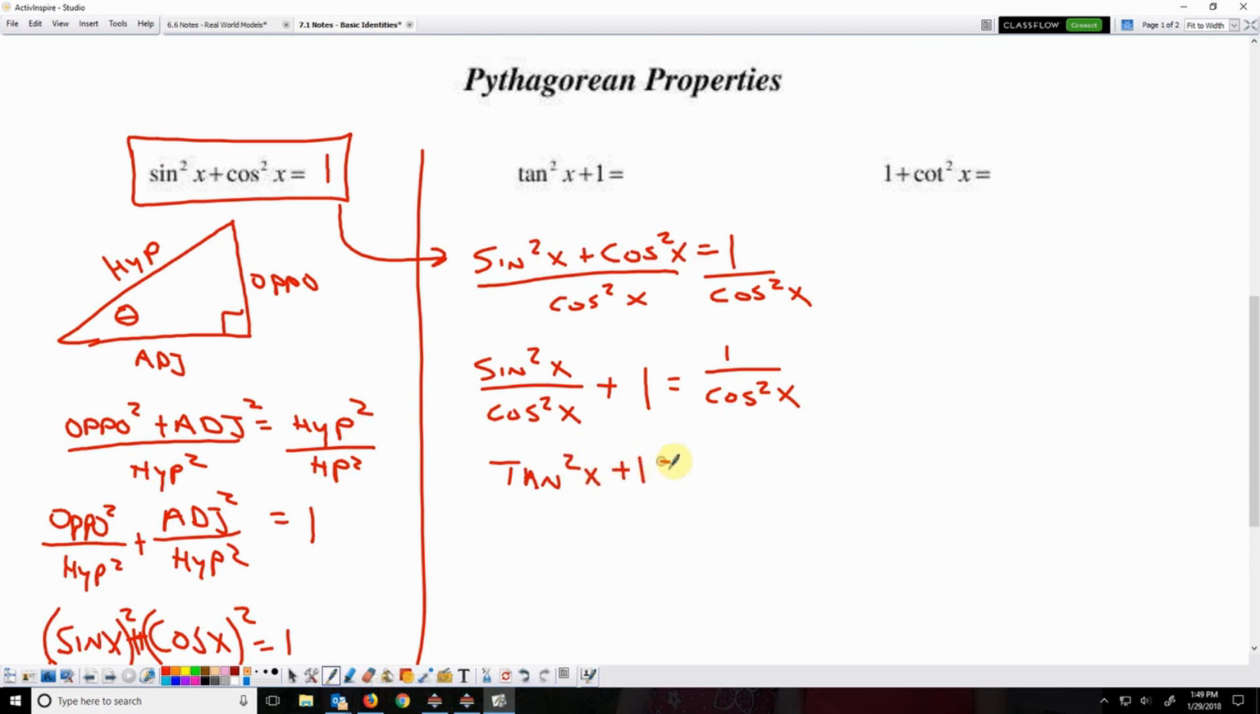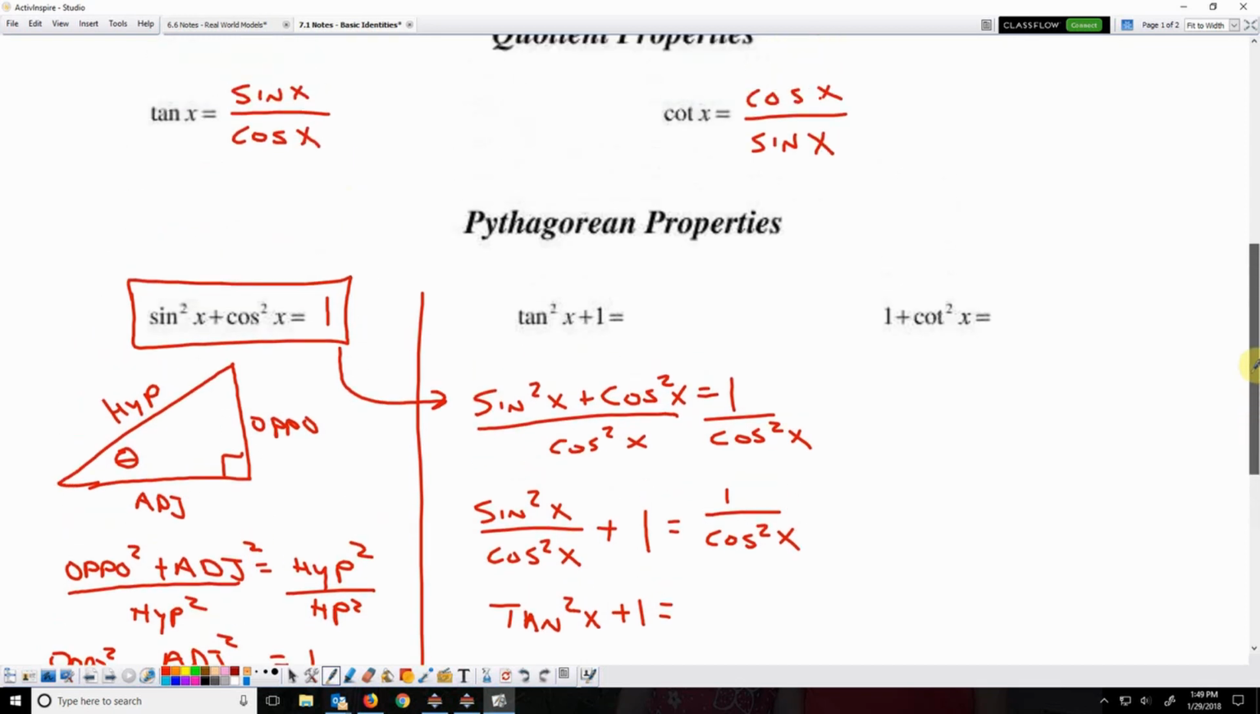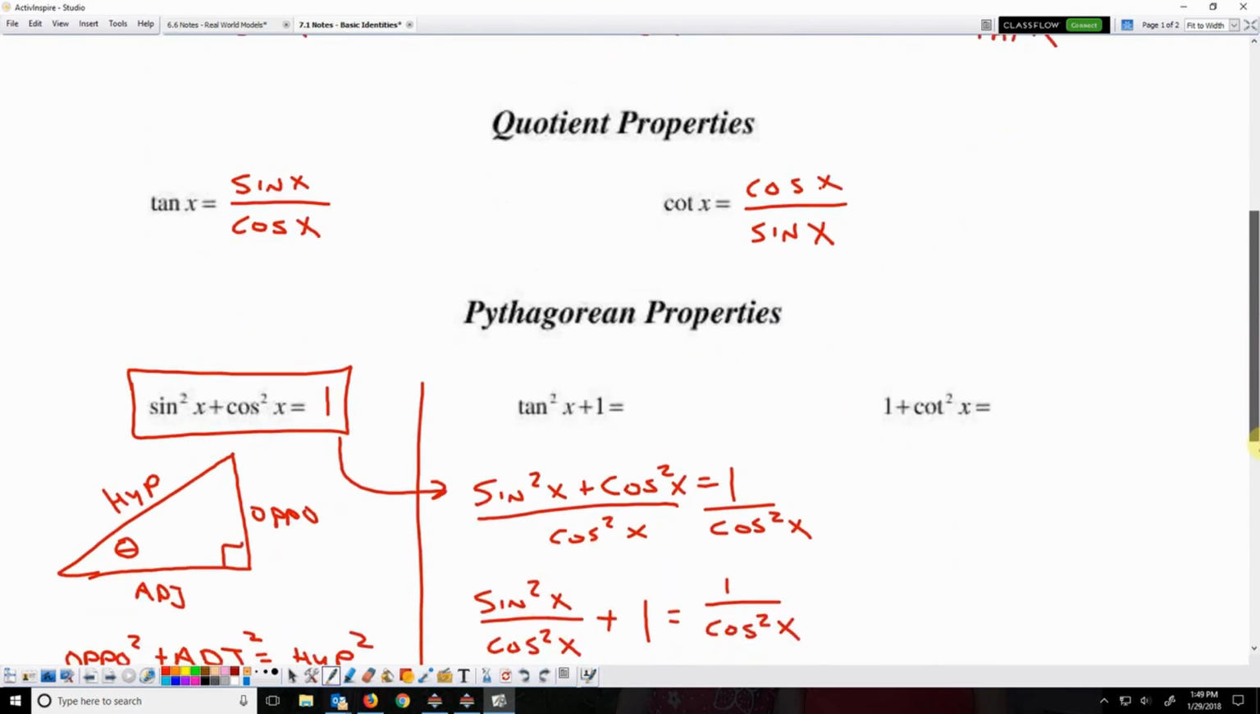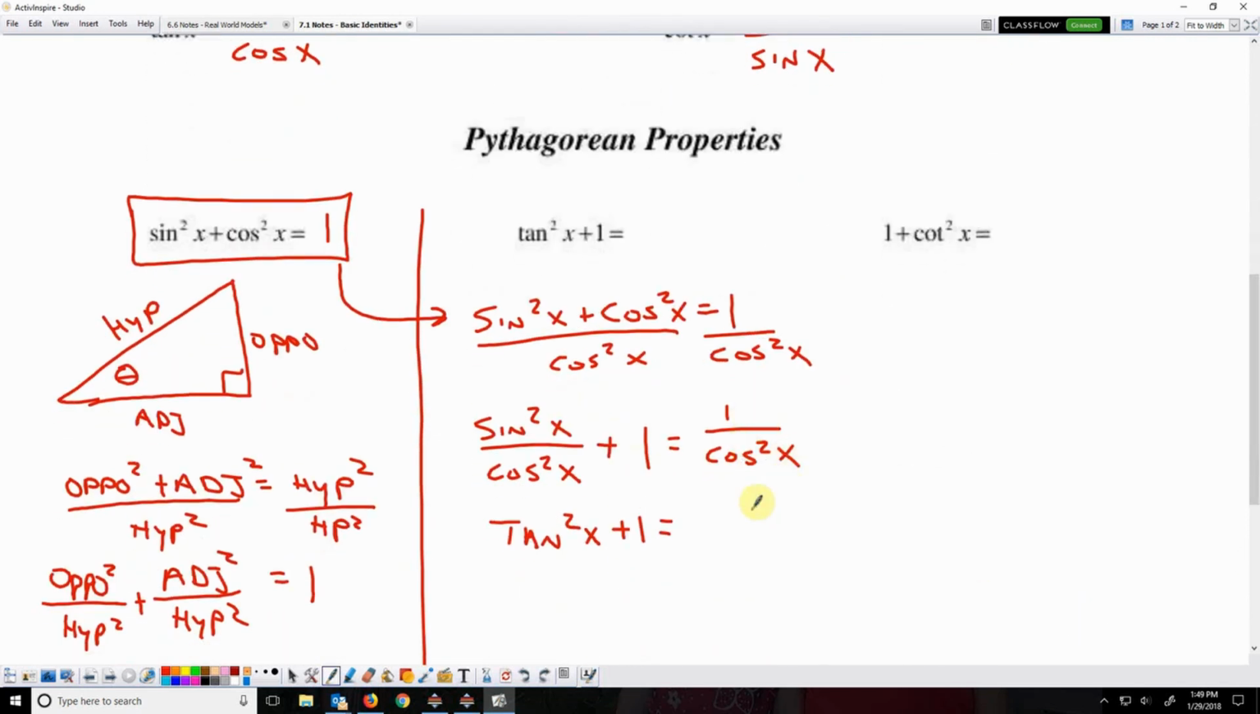Plus 1 equals 1 over cosine x is secant x. So 1 over cosine squared x is secant squared x. So tan squared x plus 1 equals secant squared x.